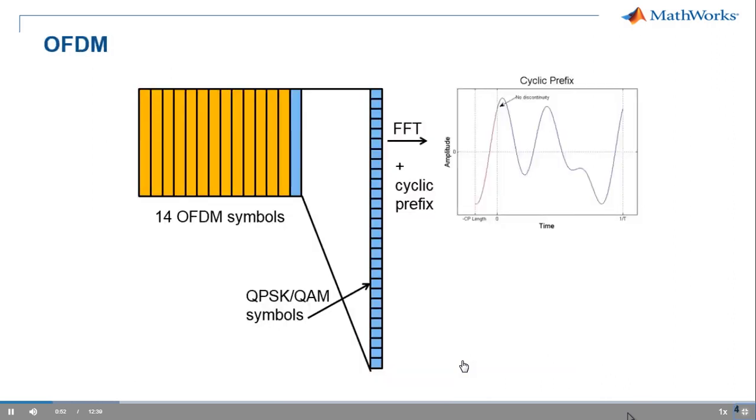Each OFDM symbol includes many QPSK or QAM symbols. An FFT is applied to each individual OFDM symbol in turn, in blue, and a time signal is generated with a cyclic prefix. Then all such time signals are concatenated to form the output of a transmitter. We are now going to largely focus on one subframe, or 14 symbols, as our main unit.